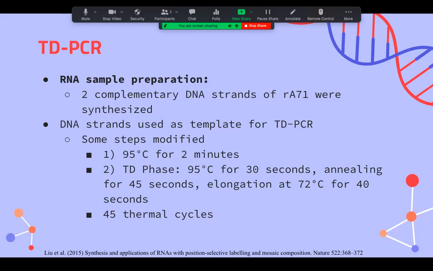And overall, there are 45 thermal cycles for touchdown PCR. TD-PCR is important since it will increase the specificity and sensitivity of the RA71 molecule during PCR amplification.